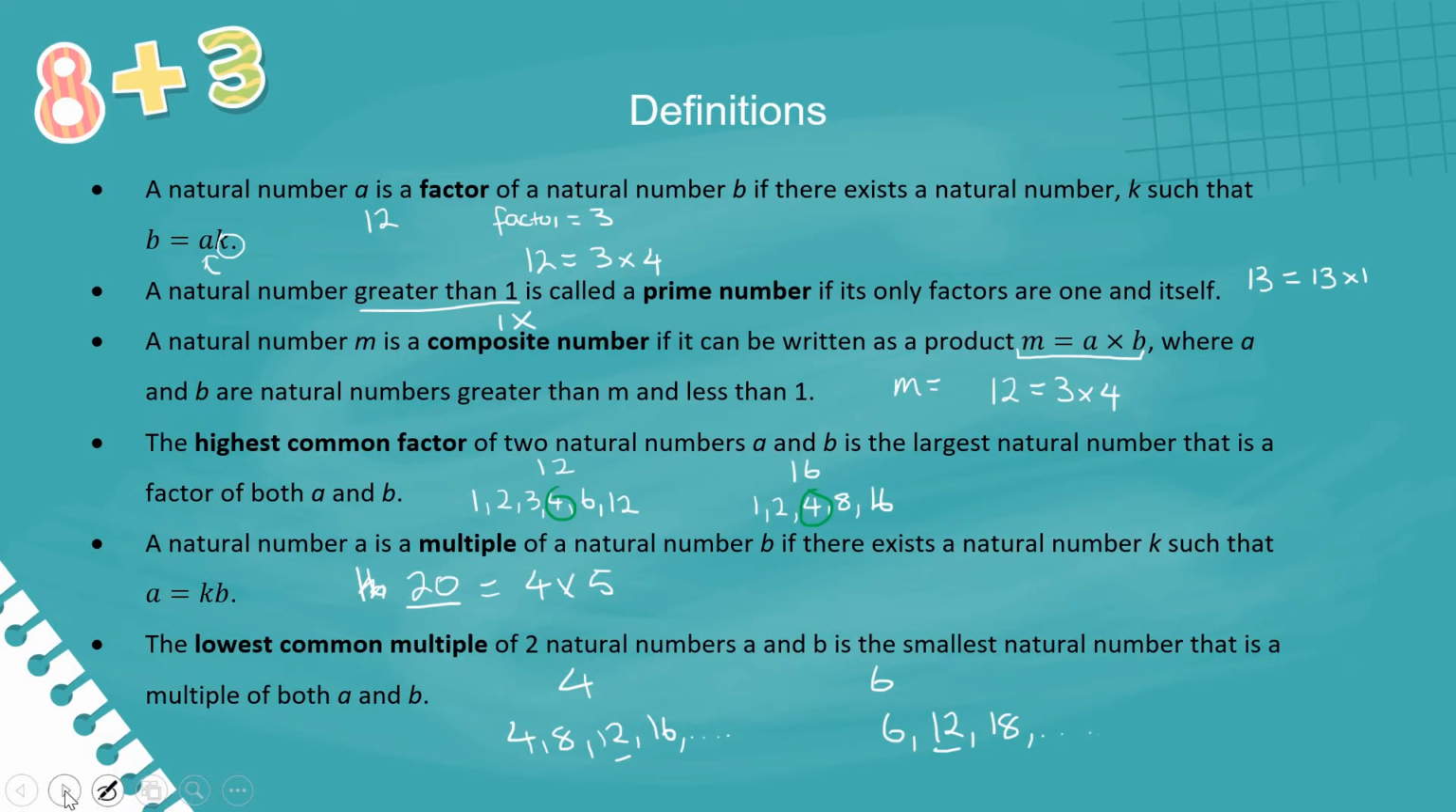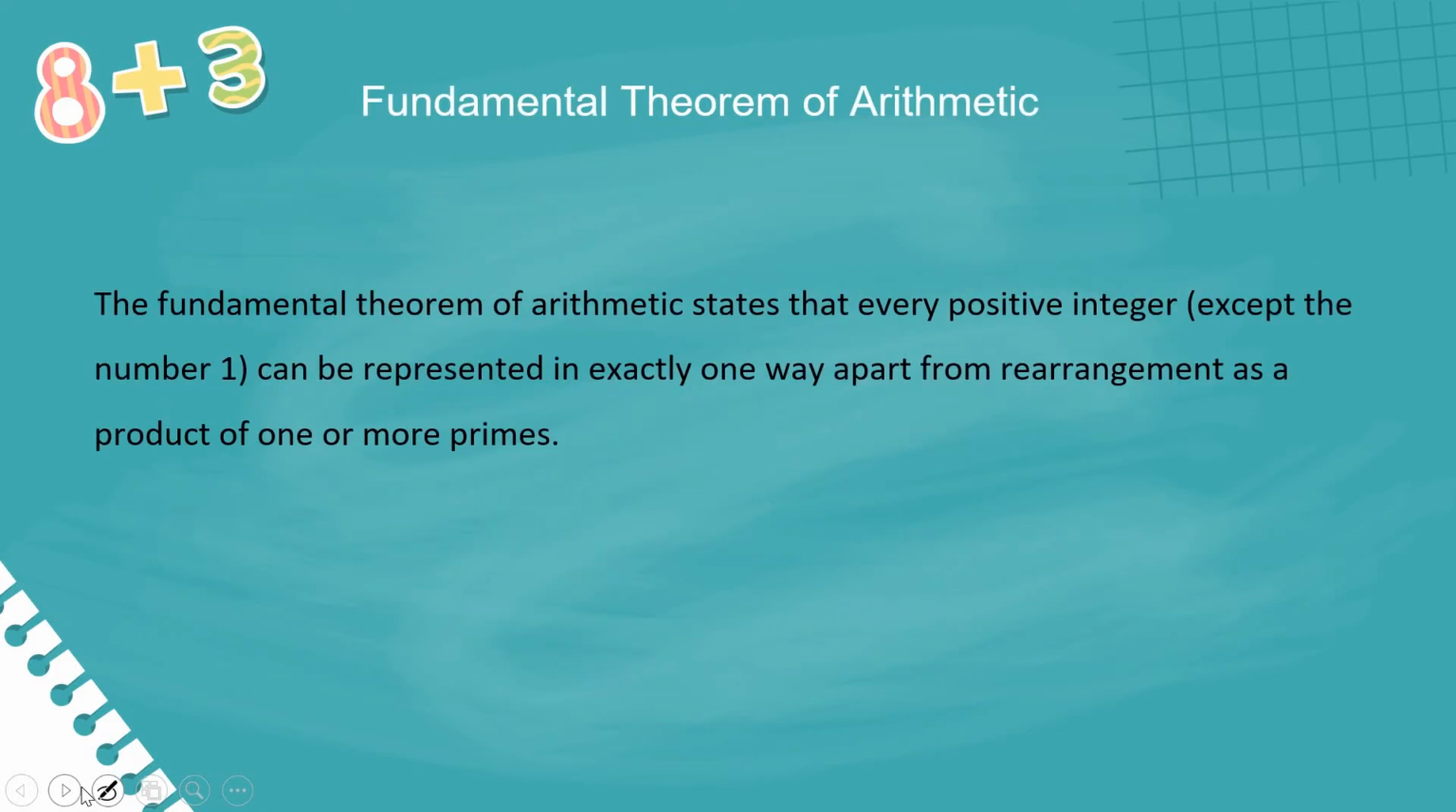So let's keep going and see some more about our natural numbers. The fundamental theorem of arithmetic says that every positive integer, that's the same as saying every natural number, except one, can be represented in exactly one way, apart from rearrangement, as the product of one or more primes.